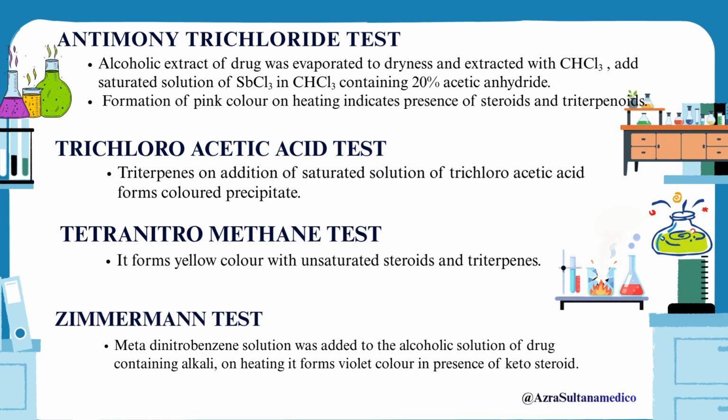Antimony trichloride test. Alcoholic extract of drug was evaporated to dryness and extracted with chloroform. Add a saturated solution of antimony trichloride in chloroform containing 20% acetic anhydride. Formation of pink color on heating indicates presence of steroids and triterpenoids. Trichloroacetic acid test. Triterpenes on addition of saturated solution of trichloroacetic acid form a colored precipitate. Tetranitromethane test. It forms yellow color with unsaturated steroids and triterpenes. Zimmermann test. Metadinitrobenzene solution was added to the alcoholic solution of drug containing alkali. On heating it forms violet color in presence of ketosteroid.